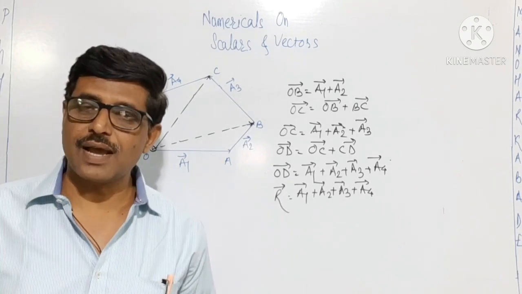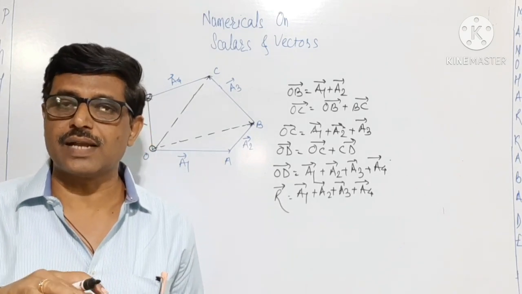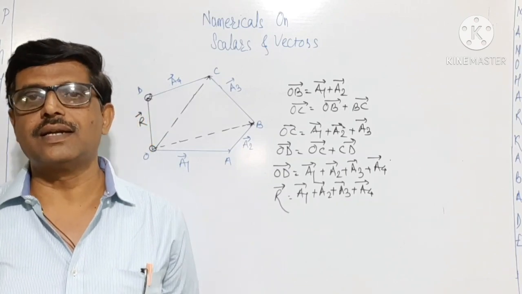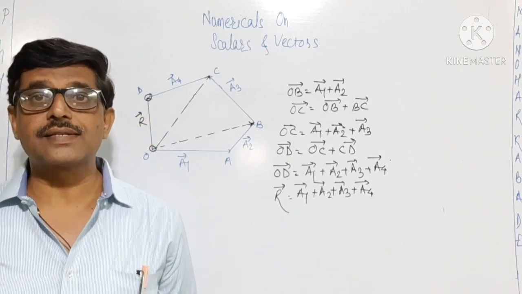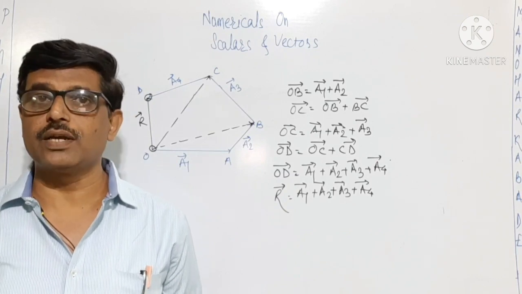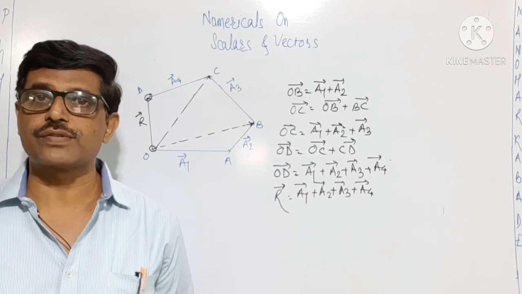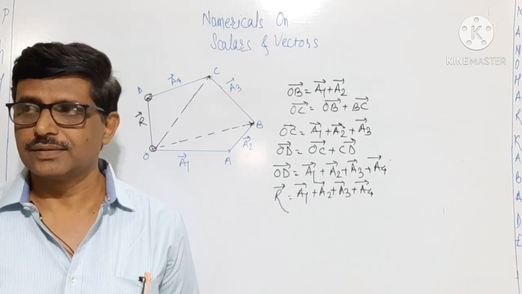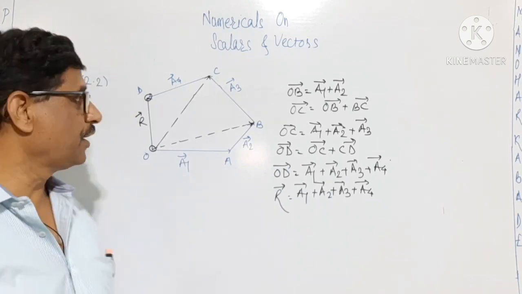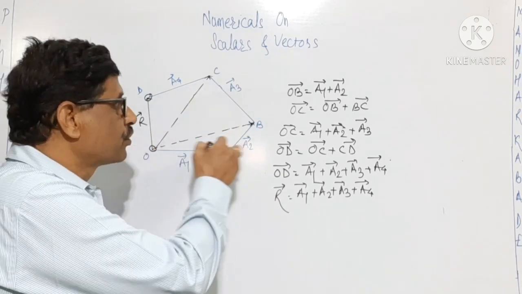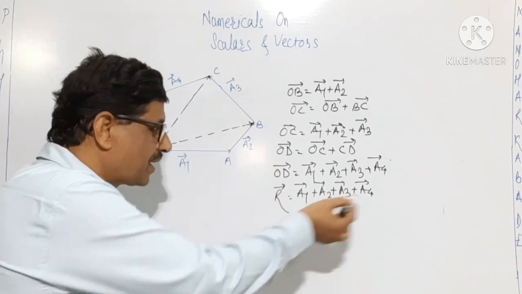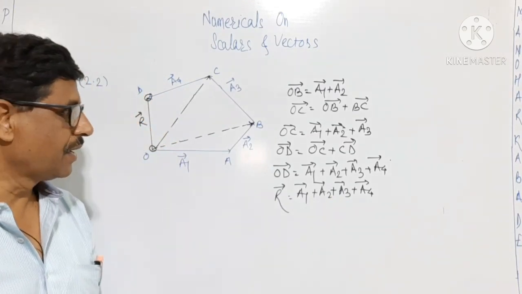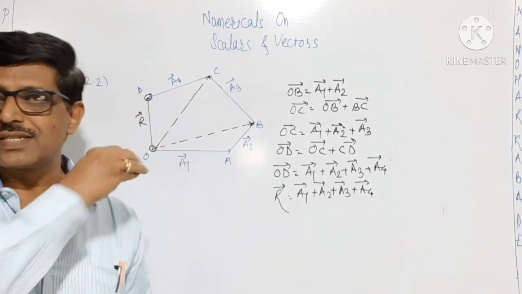If a number of vectors are represented by adjacent sides of an incomplete polygon, then the resultant of all is the side drawn to complete the polygon from the initial point of the first vector to the end point of the last vector. This is the polygon law of vector addition, in which we make use of the triangle law, and from that it is clear that the resultant of all the four vectors is vector R, which is one of the sides of the polygon.